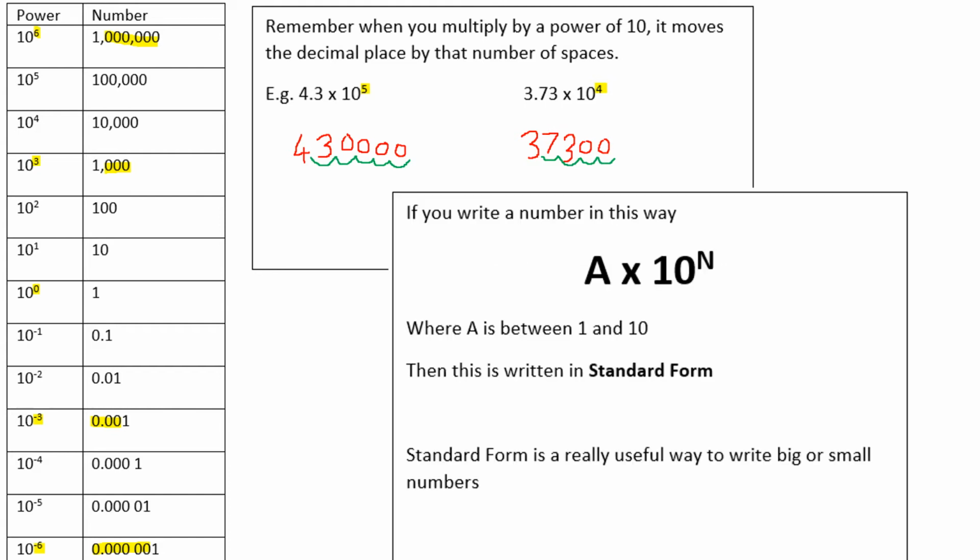Now this general idea of writing big numbers or small numbers as something times a power of 10 is called standard form, and it's particularly standard form when the number at the start is between 1 and 10. So when this number here is between 1 and 10. We're going to look at some examples of conversions now.